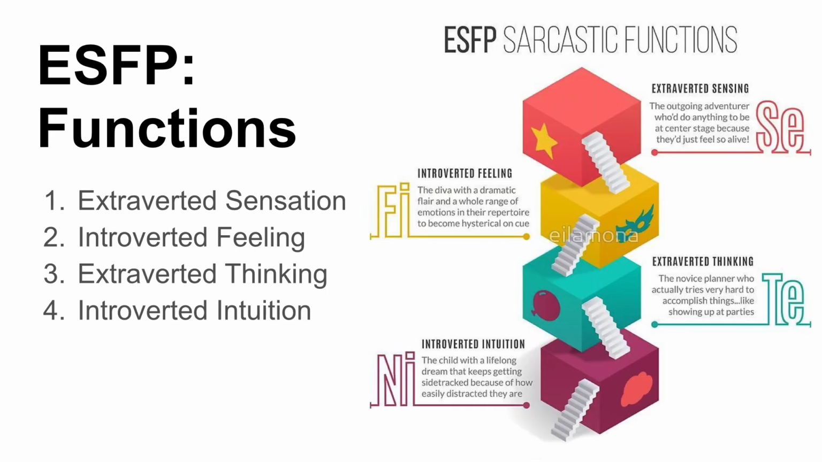So these are the cognitive functions of the ESFP in the MBTI system, also known as their cognitive function stack. Without getting into the details of what each of these functions look like or what these concepts mean, which I'll get into at a later part in this video, their first cognitive function is extroverted sensation, their second cognitive function is introverted feeling, their third cognitive function is extroverted thinking, and their fourth cognitive function is introverted intuition.